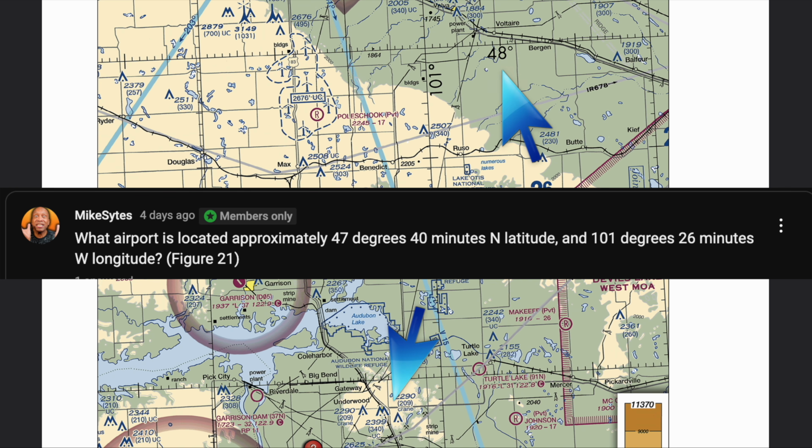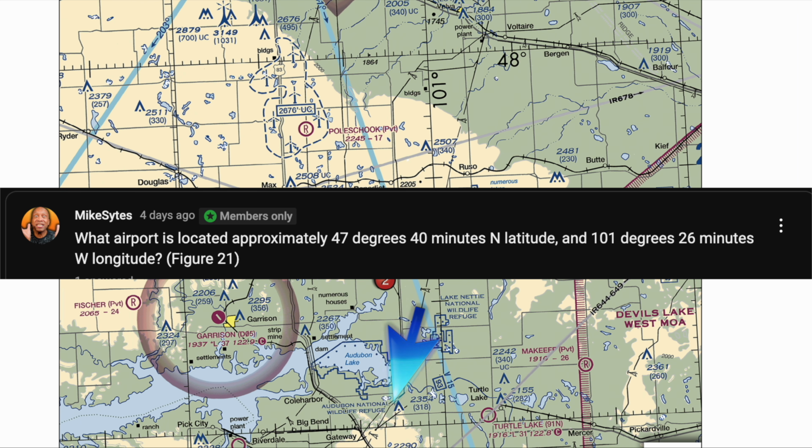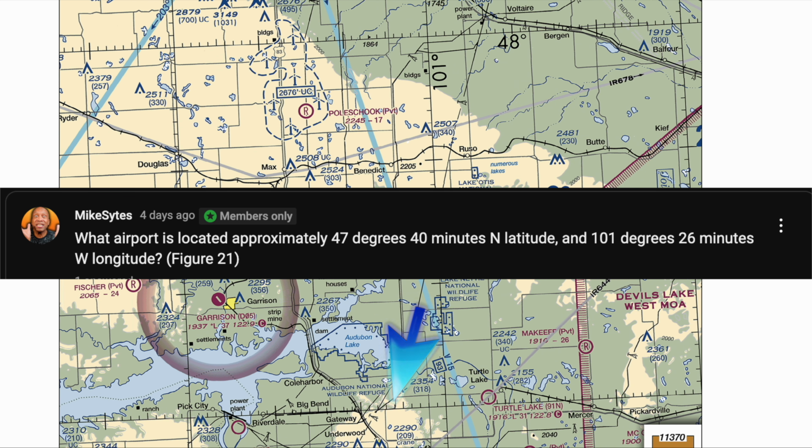But wait a minute, Houston, we have a problem, because that latitude line that you're looking at that's south of 48 degrees is not another degree. That is not 47 degrees. That is a halfway mark at 30 minutes. Remember that all degrees are separated by 60 minutes.